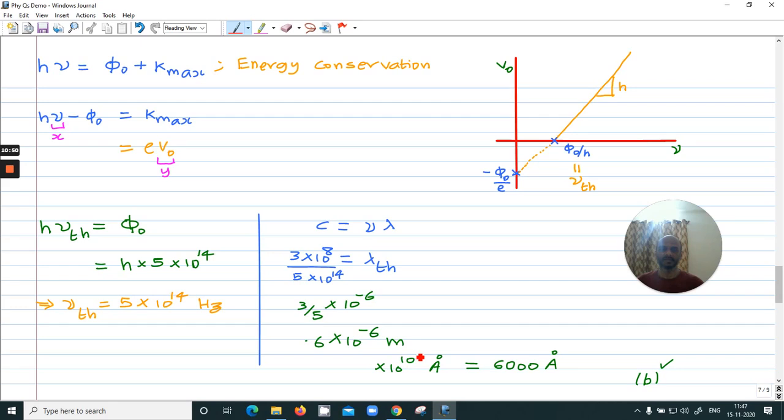And the SI unit of the wavelength is meters. To convert to Angstrom units, we have to multiply by 10 raised to 10. I hope this cleared your doubt.